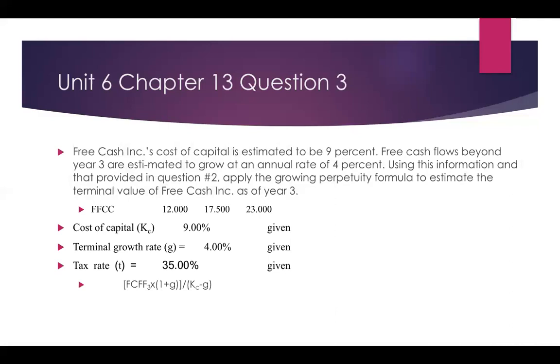Ultimately, the idea is to use the equation here. We plug in year 3's free cash flow, multiply that by 1 plus our terminal growth rate, and then divide that by the cost of capital minus the terminal growth rate. And we get a terminal value of 478.4.